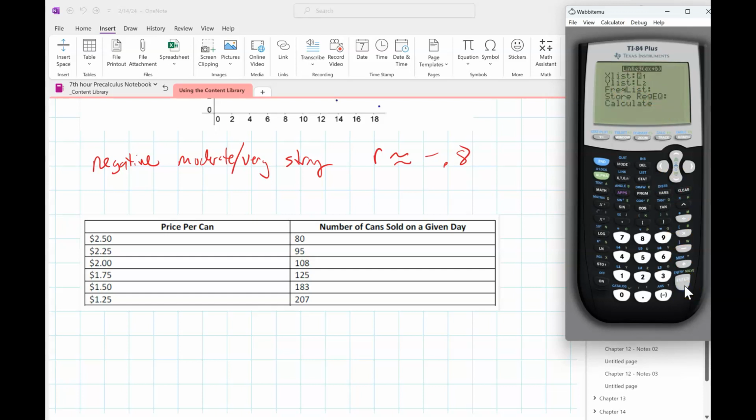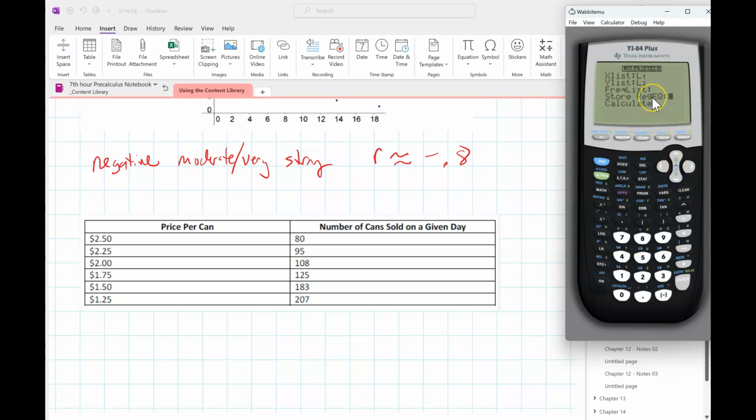Now this requires 4 inputs for us. To do this, the calculator needs to know 4 things. It needs to know, where did you put your x's? Well, I put mine into L1. That's probably what you all did. So make sure that says L1. If it doesn't, do second and the number 1. It'll put the L1 there. We put our y's into L2. With what we're doing in this class, we will never have a frequency list. That will always be blank.